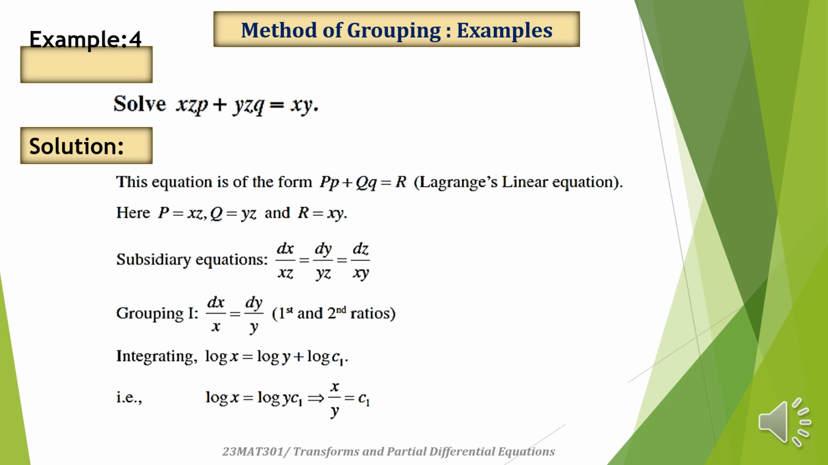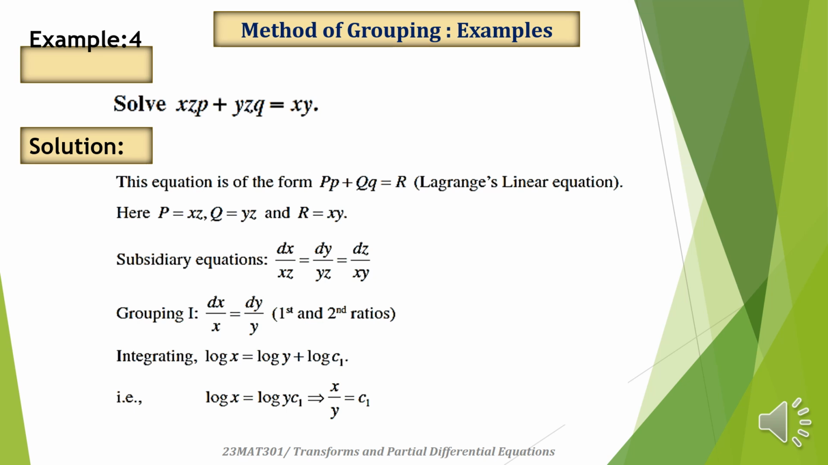There are 3 ratios here, right? In the subsidiary equation, dx by xz is 1 ratio, dy by yz is 1 ratio, and dz by xy is 1 ratio. So for the first 2 ratios, z is the common one in both denominators, so both z get cancelled. Next we will be integrating.